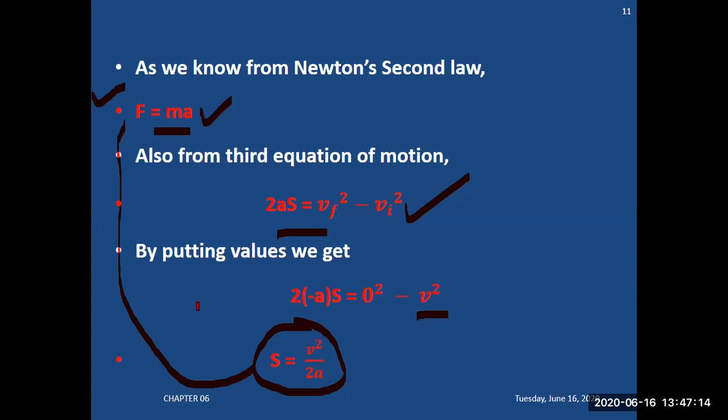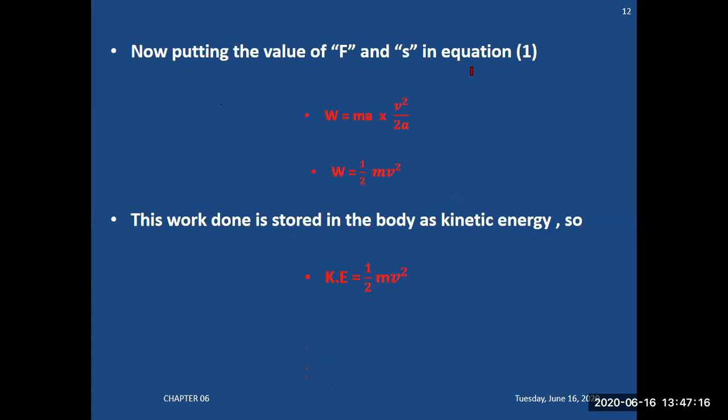This amount of work done is calculated by using this formula. This one is force, and this one is displacement. Multiply these two, force and displacement, and you calculate the work done. This work done is due to the motion of the object, and it is equal to half mv square. This half mv square is the formula to calculate kinetic energy.